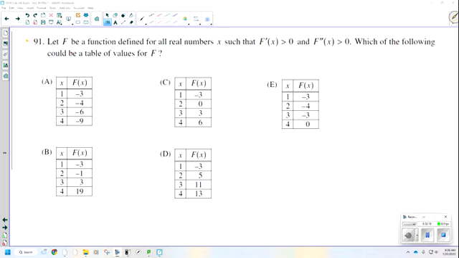Number 91. Two more problems left. Let f be a function defined for all real numbers x such that f prime of x is greater than 0. That means it's increasing. And f double prime of x is greater than 0. That also means it's a happy face. So not only is it increasing, but it's increasing at a smile. It should look like this. So all I'm going to do is just look at these points and figure out which could be the table for f.